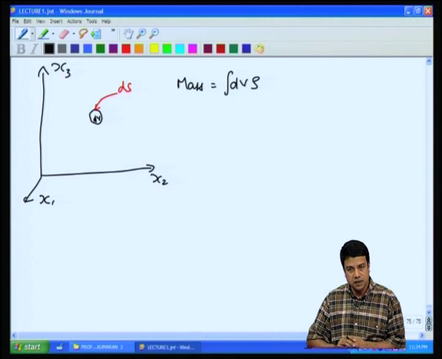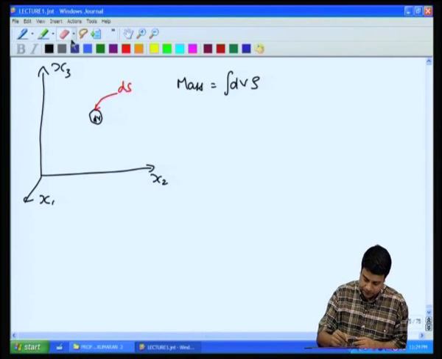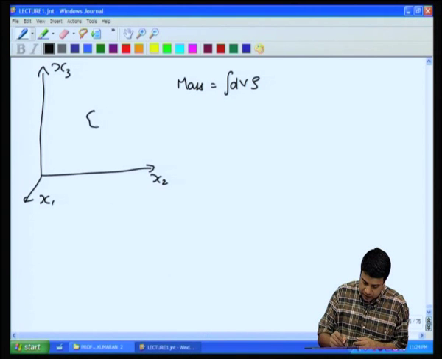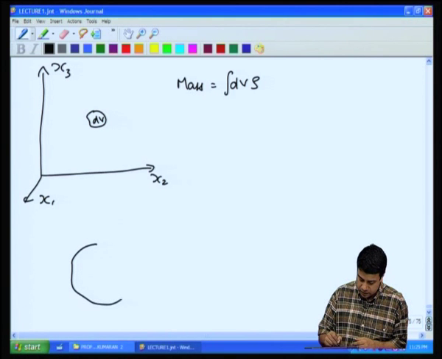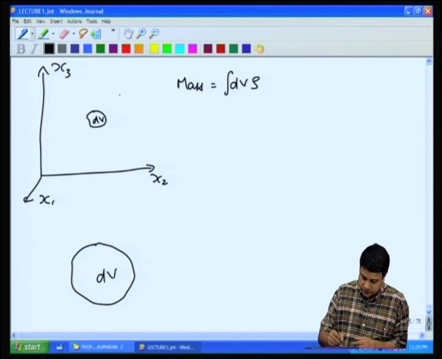The mass conservation equation basically states that the mass within this volume has to be conserved. The volume itself is moving as a function of time. So, let us take this volume dV. I will draw it bigger over here. This is the volume dV with the surface dS.